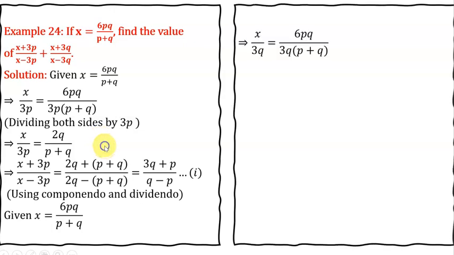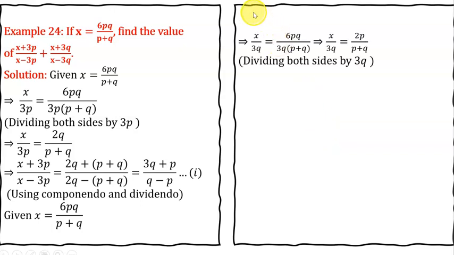Dividing on both sides by 3q. x upon 3q is equal to 6pq upon 3q times (p plus q). Again, 6 upon 3 gives 2. The q's get cancelled. Overall, you will get 2p times (p plus q)... that is, x upon 3q is equal to 2p upon p plus q.